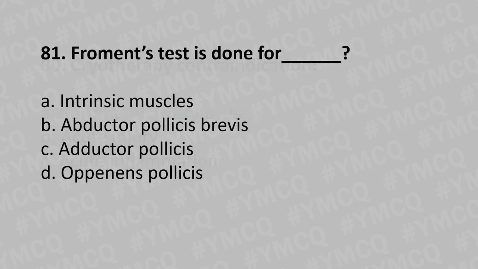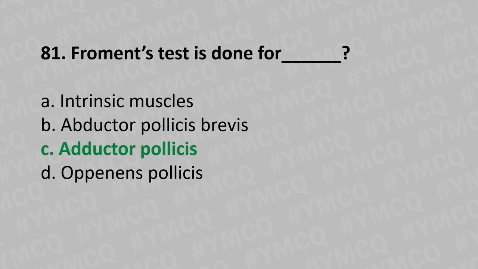Froment's test stands for dash. Option A, intrinsic muscle. Option B, abductor pollicis brevis. Option C, adductor pollicis. Option D, opponens pollicis. And the answer is option C, adductor pollicis. Moving to our 82nd question.